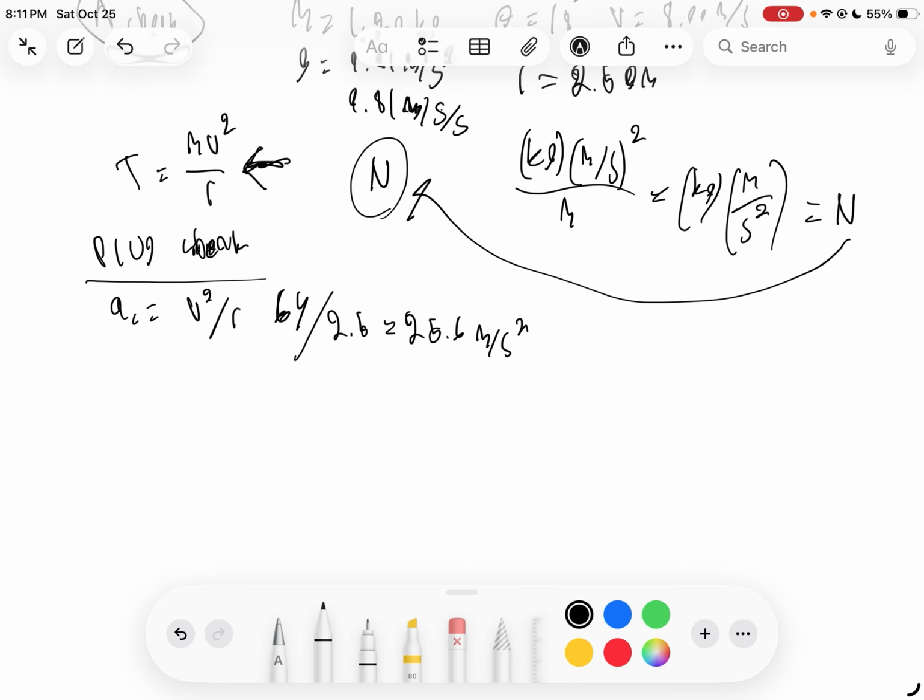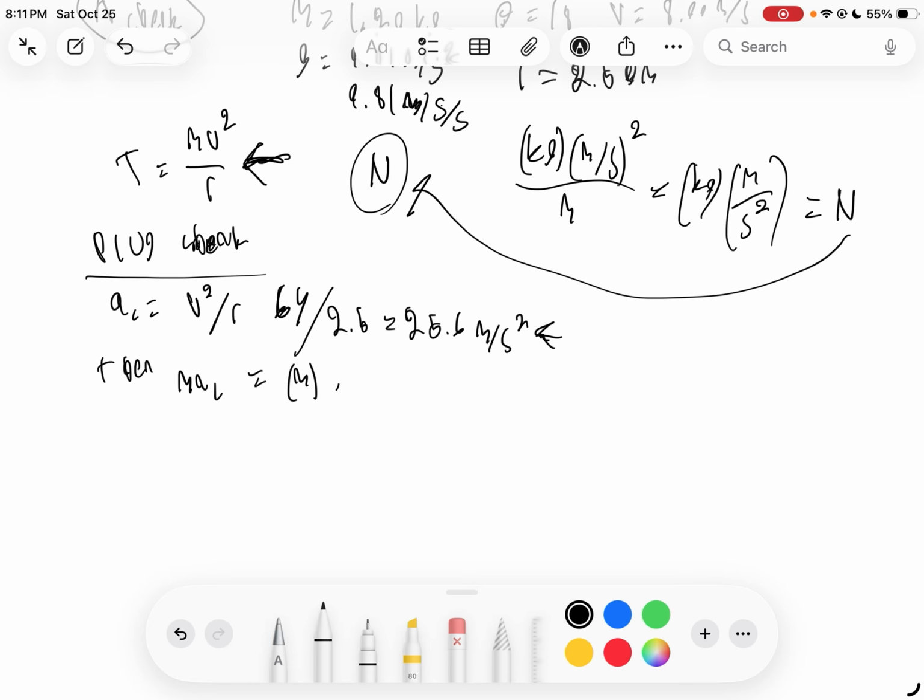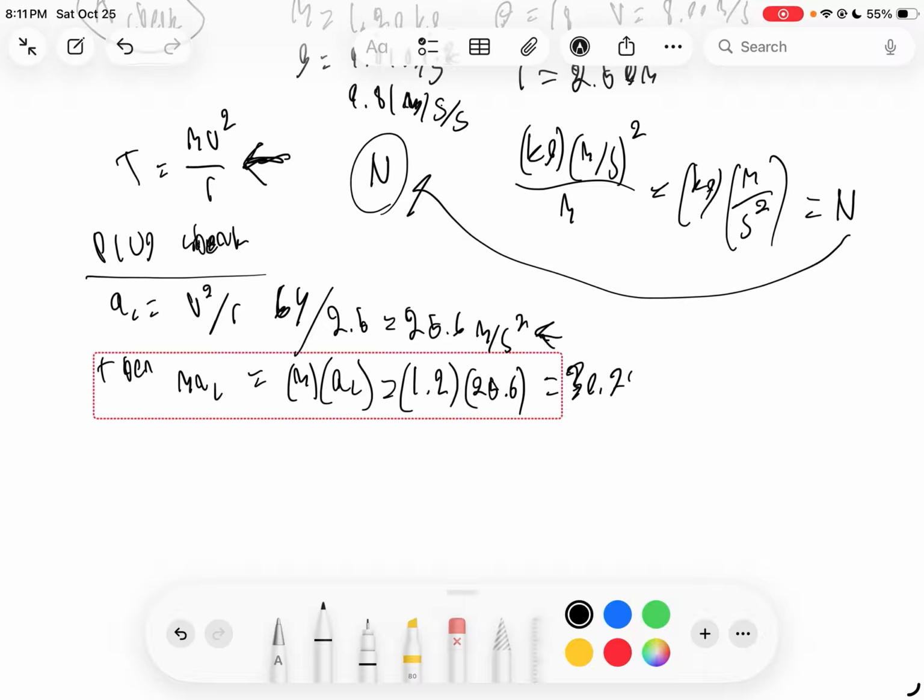From here, just plug and chug. So the values we'll be plugging in is simply the mass, which we know to be 1.2 kilograms, multiplied by the number we found up here, which is the centripetal acceleration. So it would be 1.2 times 25.6, which comes out to a value of 30.72 newtons.